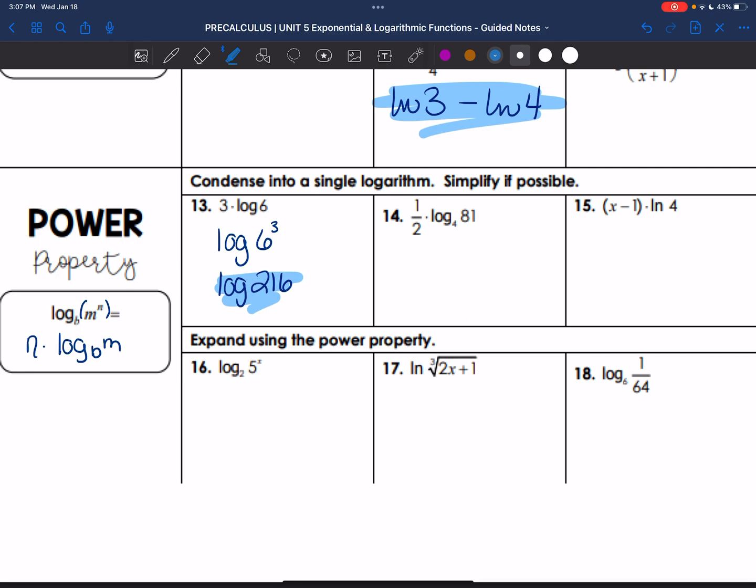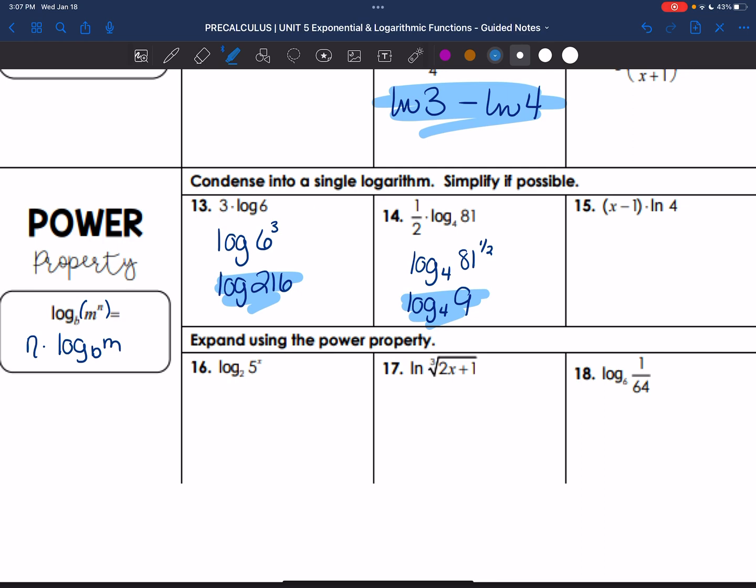Also, take a look at this next one. This would be the same thing as writing log base 4 of 81 to the 1/2 power. And what does 81 to the 1/2 power simplify to, everyone? It really means to take the square root, which is, what is the square root of 81? It is 9.